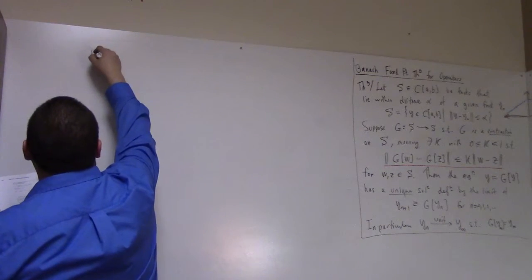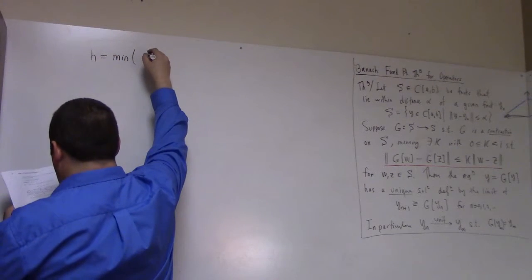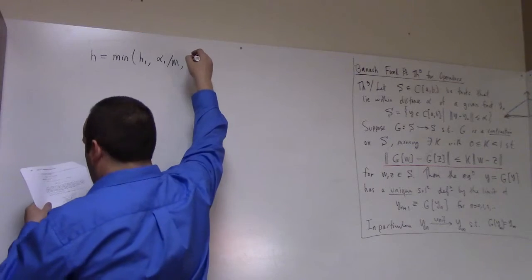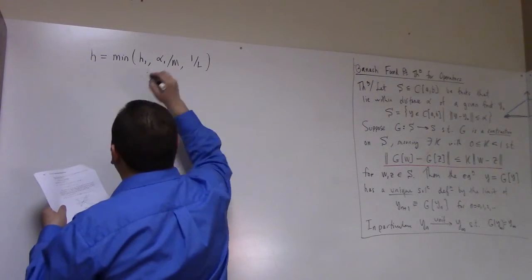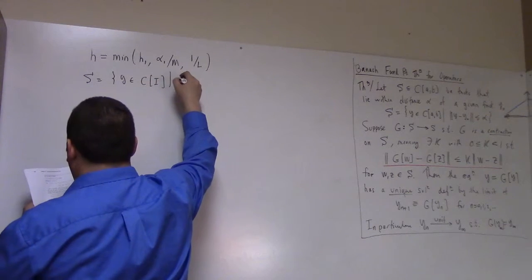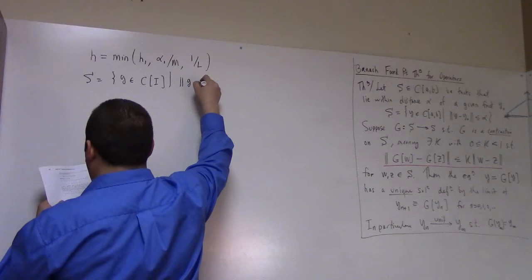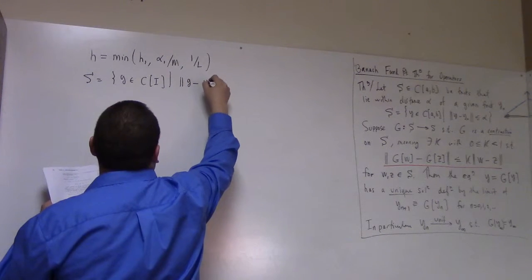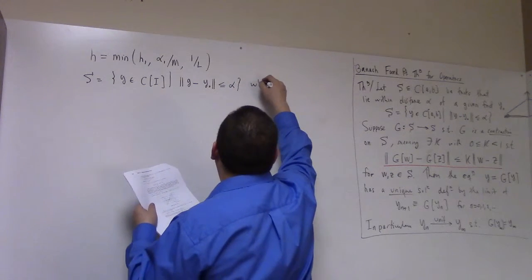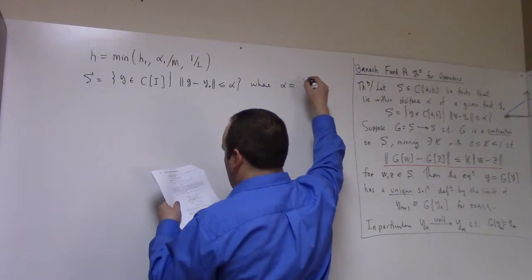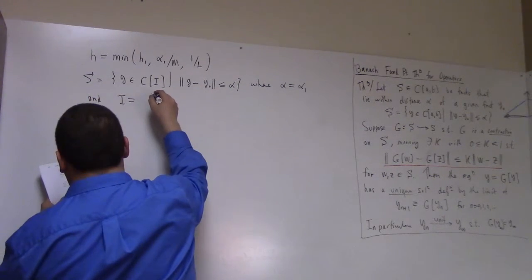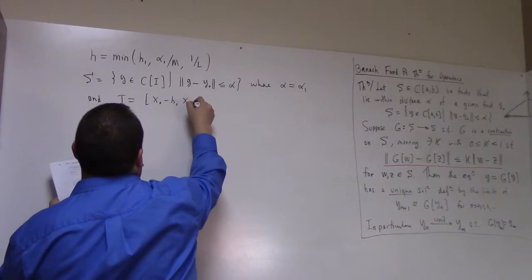So we'll let H equal, again, the minimum of H1, alpha 1 over m, and 1 over L. All right, and you let S equal the set of G in the continuous functions on I, such that the norm of G minus y naught is less than or equal to alpha, where alpha is equal to alpha 1, and we have I equal to the interval x naught minus h to x naught plus h. All right.